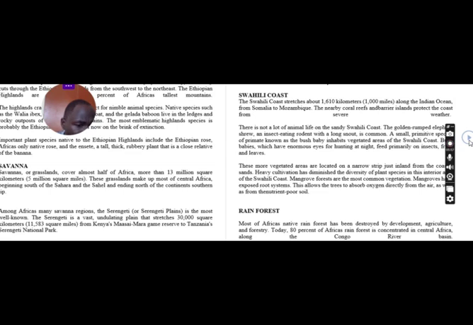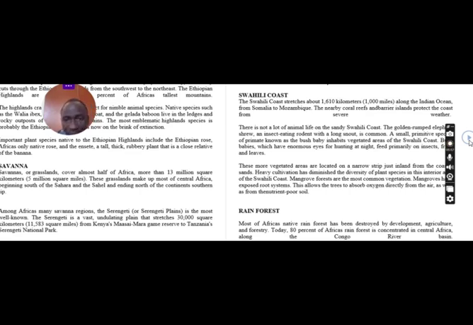Then the Savannah grasslands, or Savannah. This one covers around half of Africa, and they say about 13 million square kilometers and also 5 million squares. Those are the grasslands that make up Central Africa, beginning from the south of the Sahara and also the Sahel.